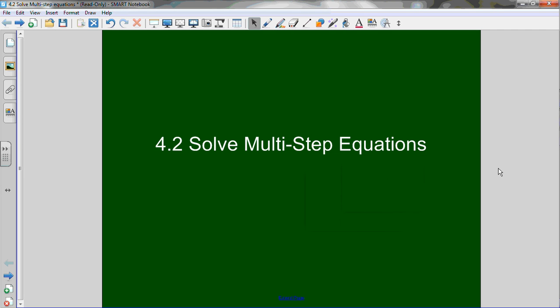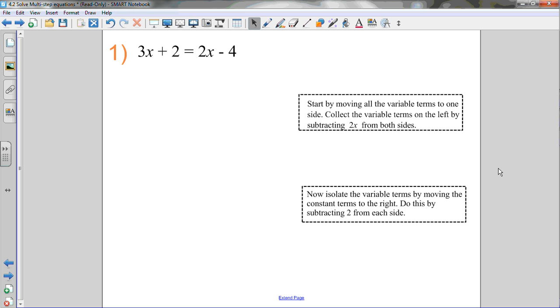Here's a lesson for section 4.2, solving multi-step equations. Last lesson, we learned how to solve 1- and 2-step equations. In this lesson, we'll have to combine our knowledge of collecting like terms and solving equations. So, for the first example here, I have 3x plus 2 equals 2x minus 4.